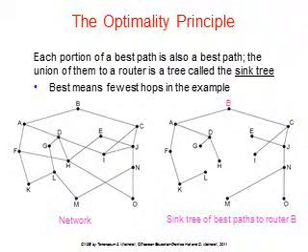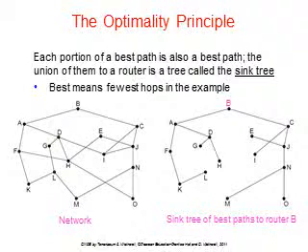So the optimality principle, okay? If a portion of the best path is not the best path, then there is something better. Substitute this better portion and you could have a better overall path, which cannot be the case if the overall path is a best path. So each portion of the best path is also the best path. The union of them to a router is a tree called a sink tree, okay?